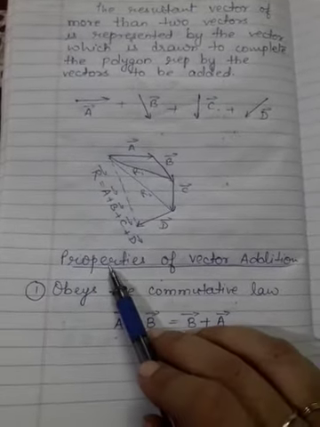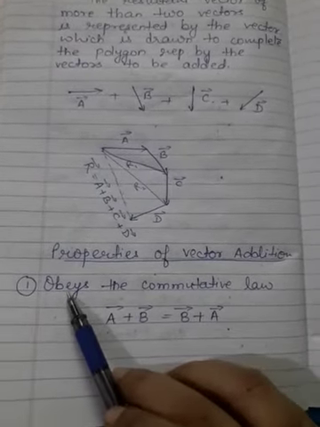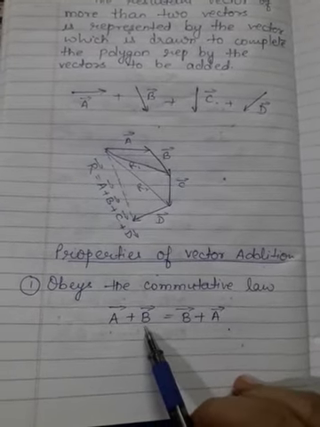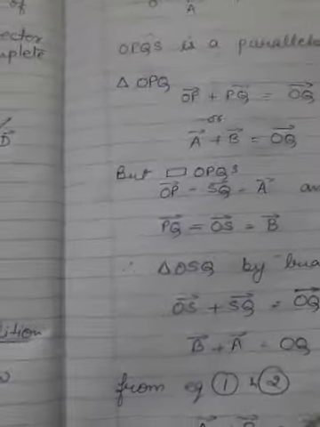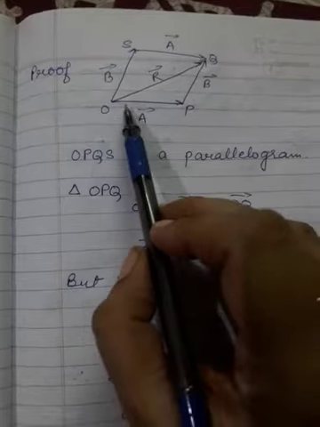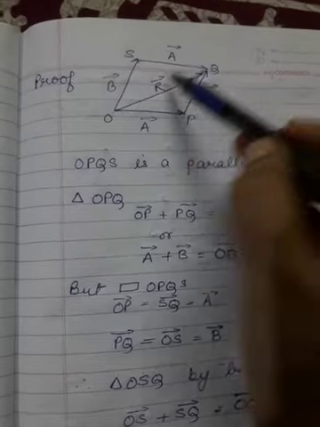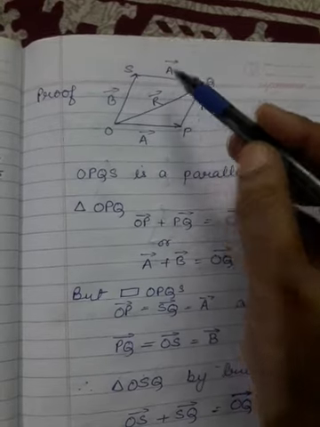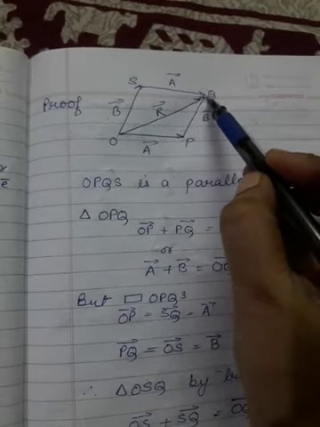So we are starting with the properties of vector addition. The first property is that it obeys the commutative law. Commutative law means vector A plus vector B is equal to vector B plus vector A. In this condition, the commutative law deals with only two quantities. To prove this, suppose I have vector A and vector B. I am creating a parallelogram out of it, in which the opposite side of vector A represents vector A, the opposite side of vector B represents vector B, and the diagonal represents the resultant.